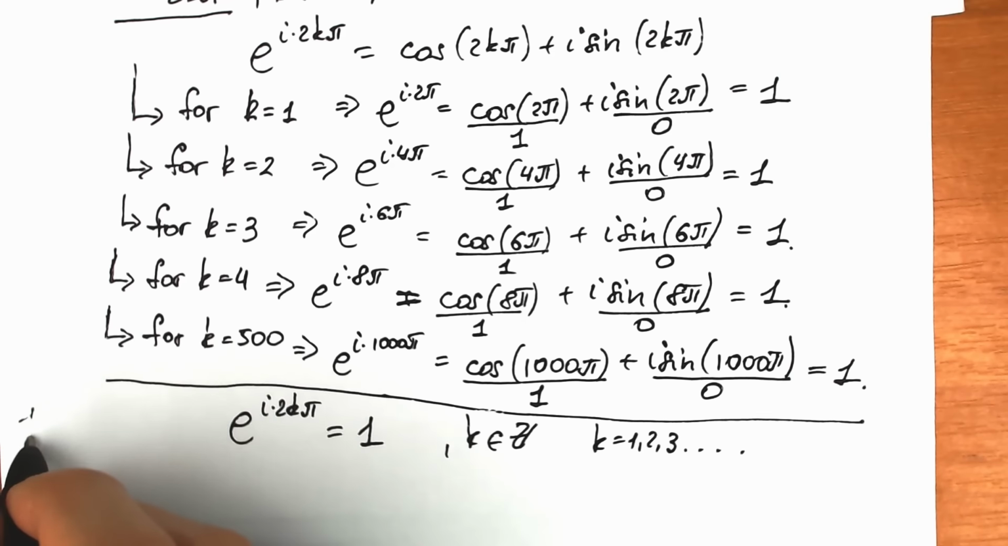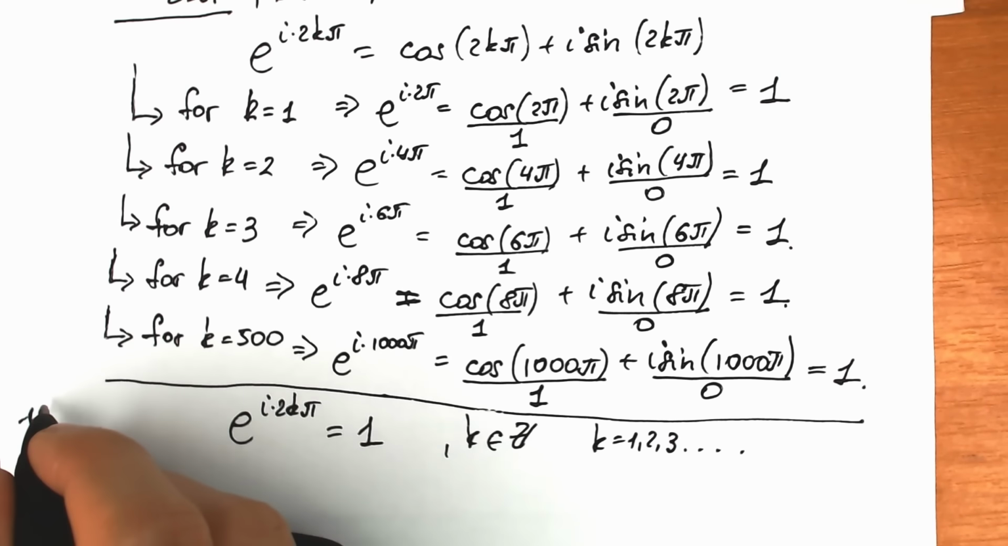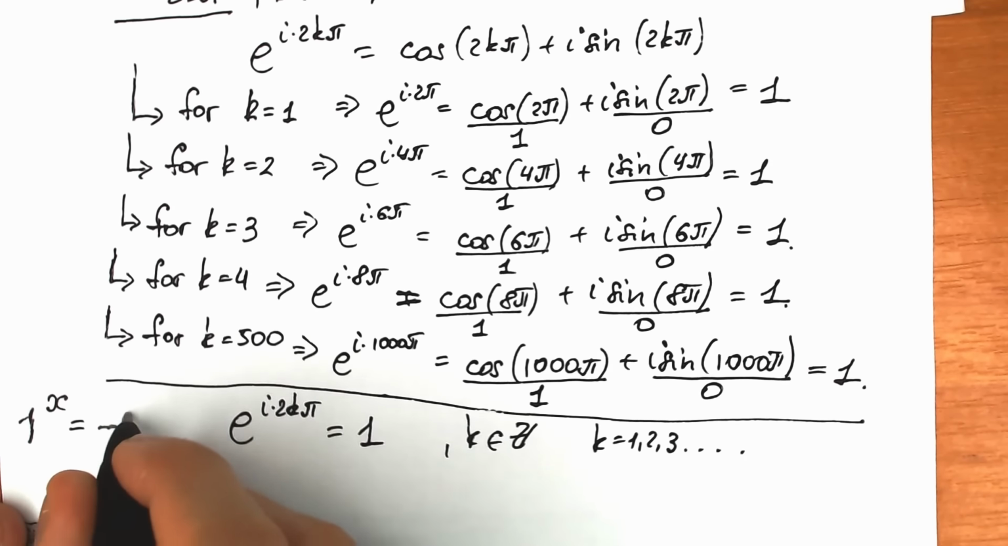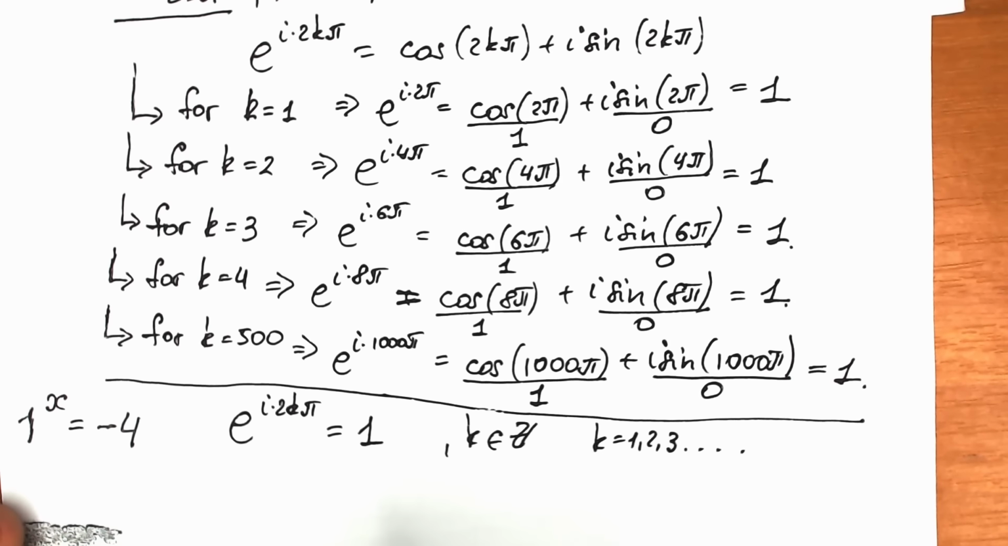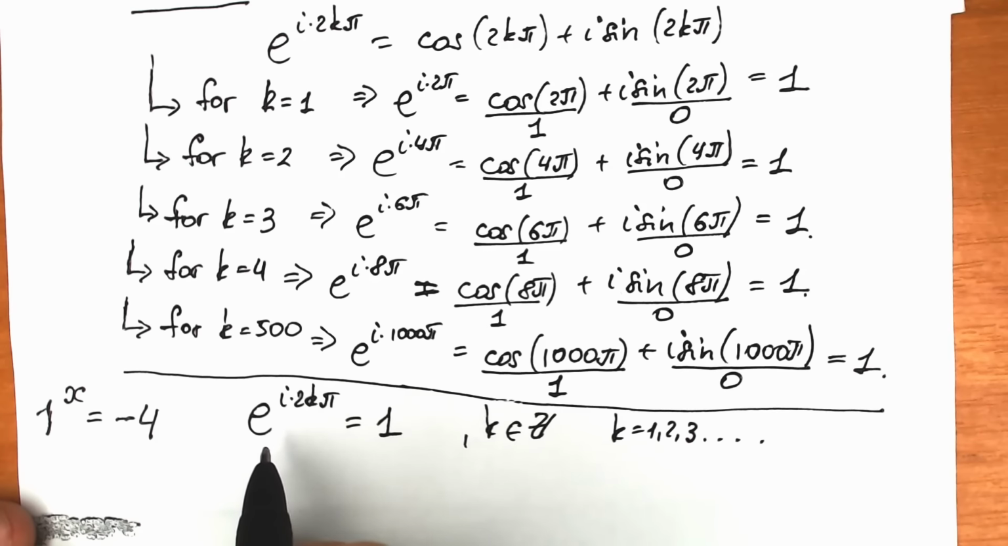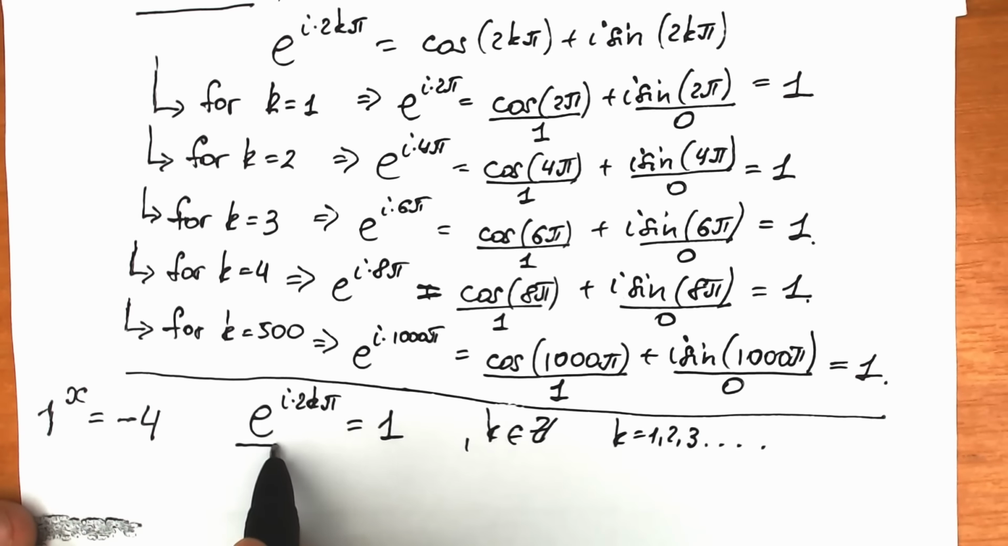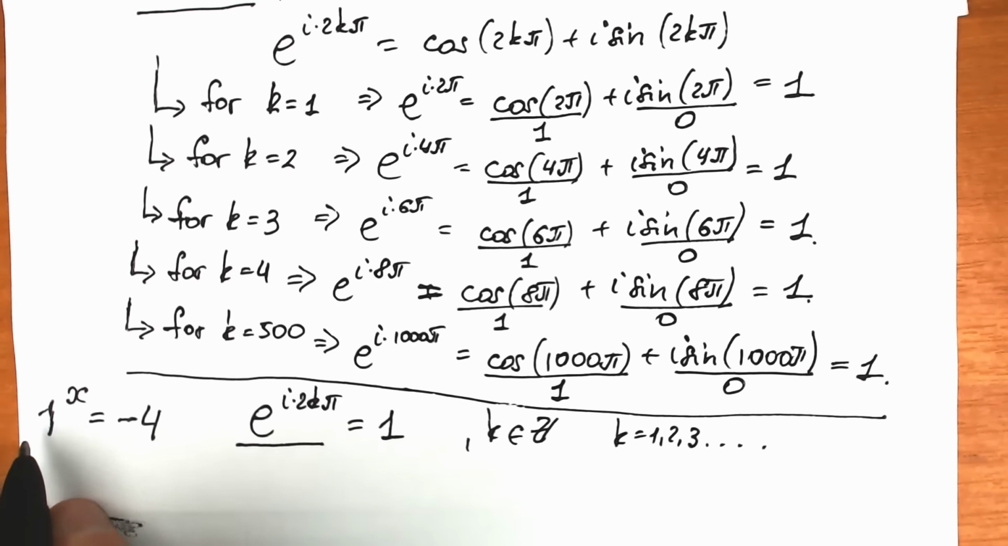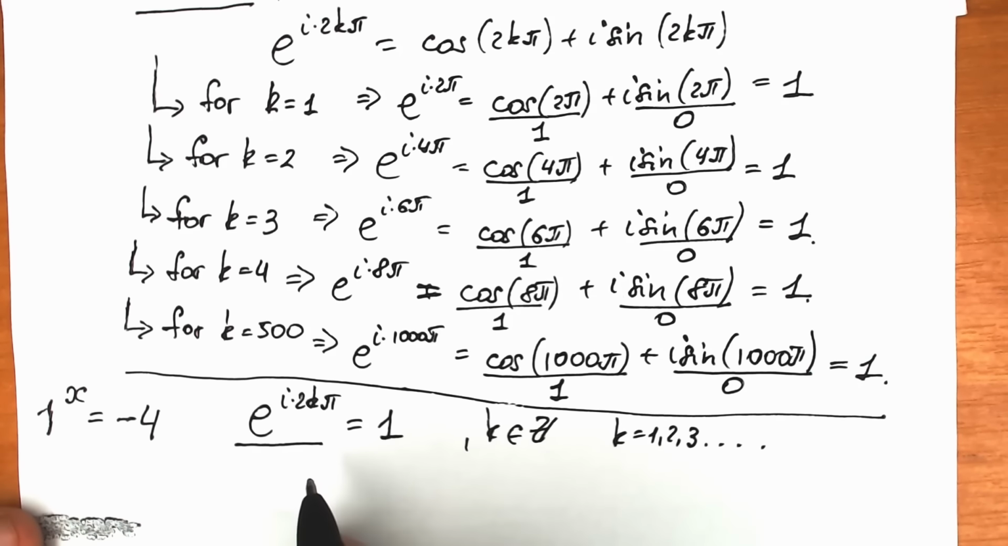What we had in the beginning, we had 1 to the x. Here's our question: 1 to the x equals minus 4. And right now, instead of this 1, let's plug in this expression, because when k is an integer, this expression equals 1. What will we have as a result?